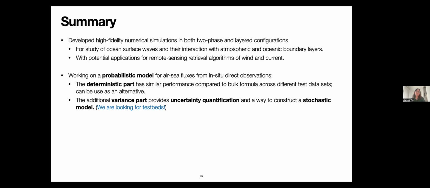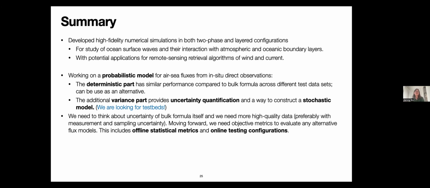For example, if you have a Python code that you want to plug in just a flux model quickly. And the additional variance part provides us with an uncertainty quantification that I'm still trying to interpret, and also a way to construct a stochastic model. Again, we're looking actively for test beds, so if there are any suggestions, I'd greatly appreciate it.